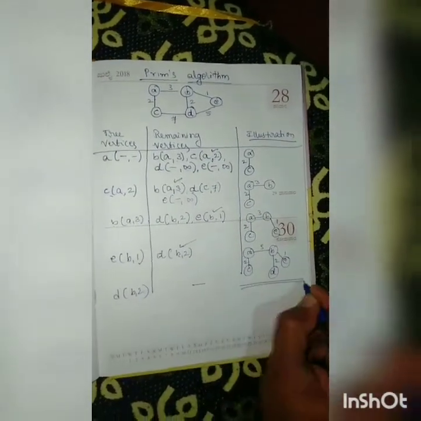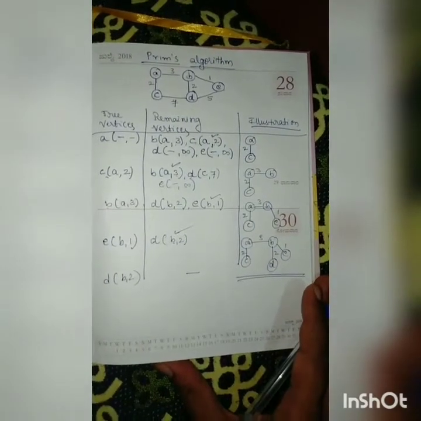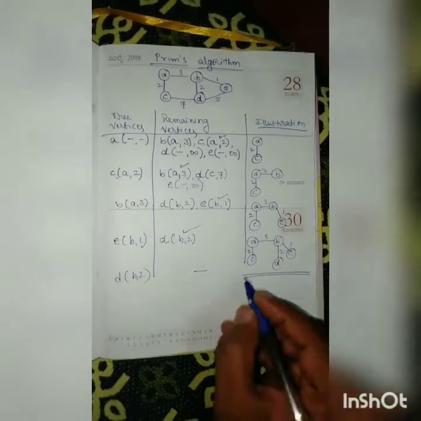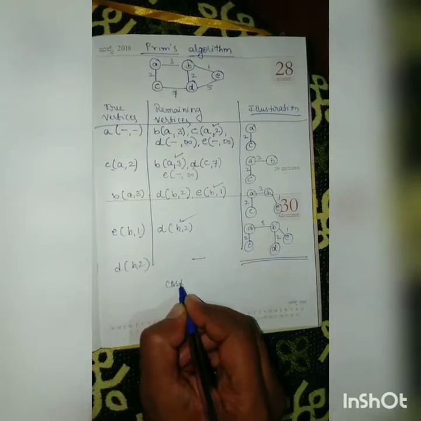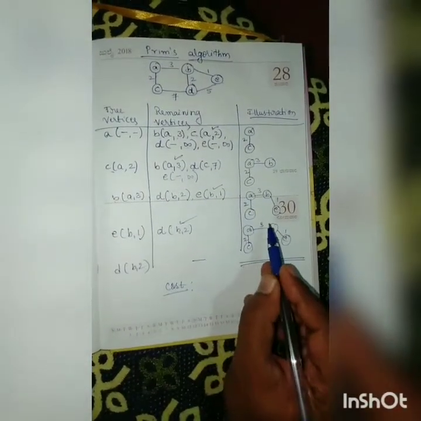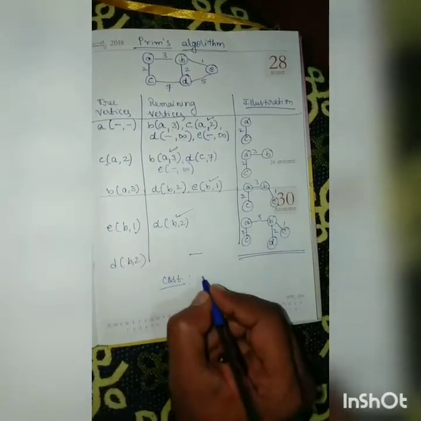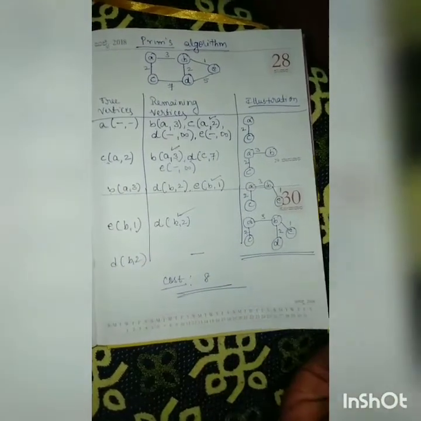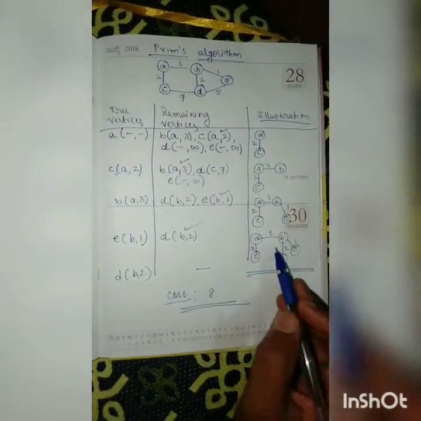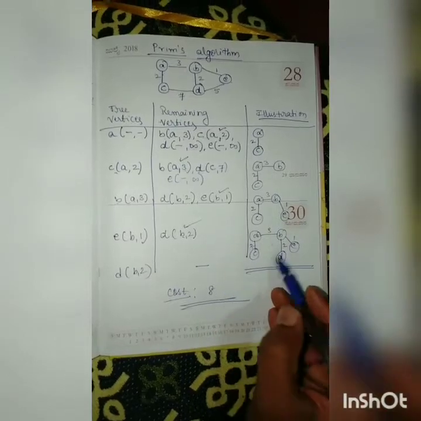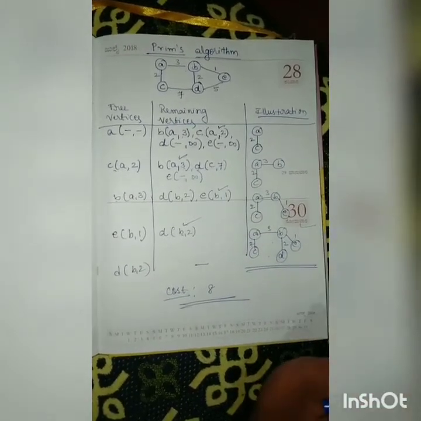And this is the minimum spanning tree, the required minimum spanning tree. And the cost of this minimum spanning tree is 2 plus 3, 5, 5 plus 2, 7, plus 1, 8. So total weight of the minimum spanning tree is 8, and this is the spanning tree. Alright.